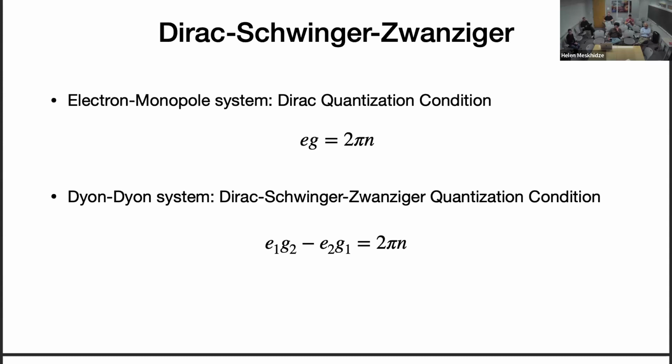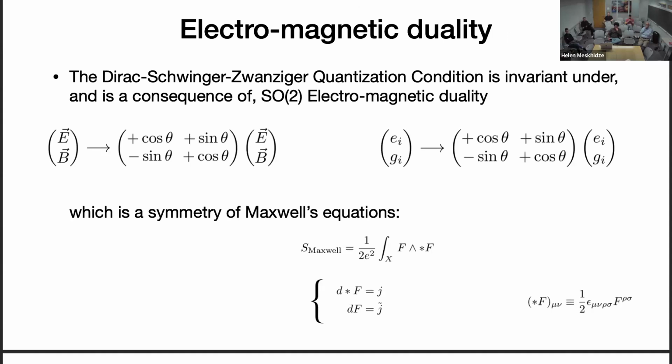Are people familiar with that, or do you want me to explain more about the Dirac quantization condition? Okay, so if people are familiar with that, there is a generalization of this condition to the system of dyon scattering, called the Dirac-Schwinger-Zwanziger quantization condition on the charges. Again, it's a generalization of the Dirac quantization condition, and it says that this combination of the charges has to be an integer. Now, it's not a coincidence that this combination appears. This is a combination which is invariant under electromagnetic duality.